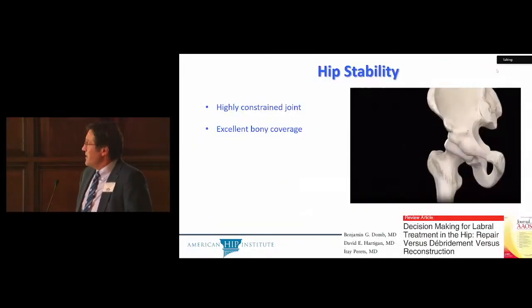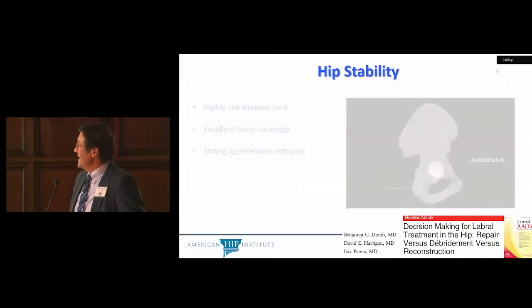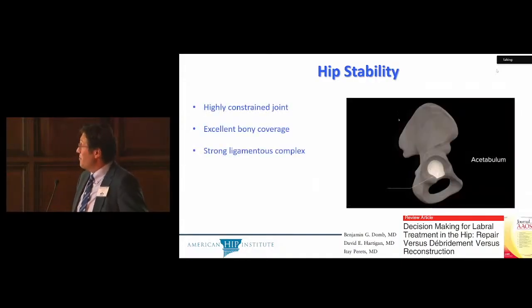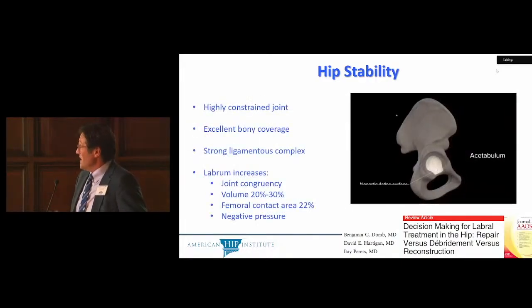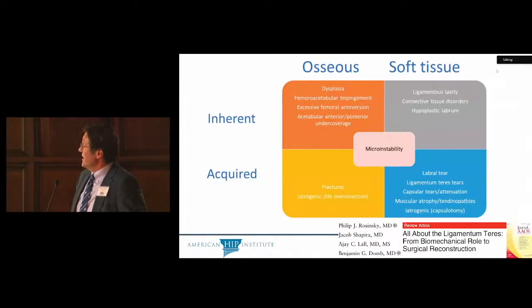So the hip ideally is a highly constrained joint with excellent bony coverage. It has a strong ligamentous complex, and of course has the labrum, which increases the volume and joint congruency and provides negative pressure, and all of these things contribute to stability in an ideal world. Here are some things that can contribute to instability, or if we don't like that term, to eccentric loading of the joint. There's inherent and there's acquired, and there's osseous and there's soft tissue.